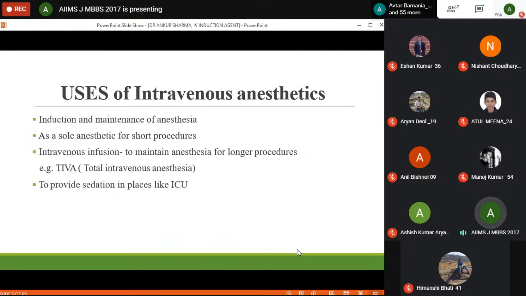Now, what are the uses of intravenous anesthetic agents? These are used for the induction and maintenance of anesthesia, as a sole anesthetic for short procedures, and for intravenous infusion to maintain anesthesia for longer procedures. It is called TIVA, total intravenous anesthesia. They are also used to provide sedation in places like the ICU.